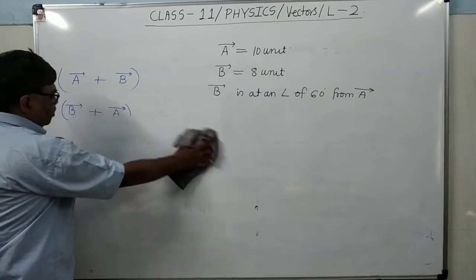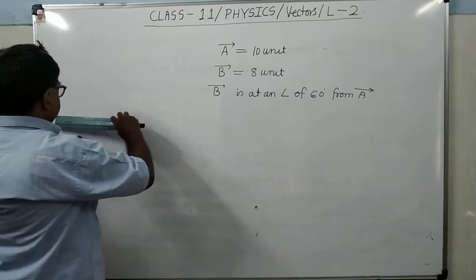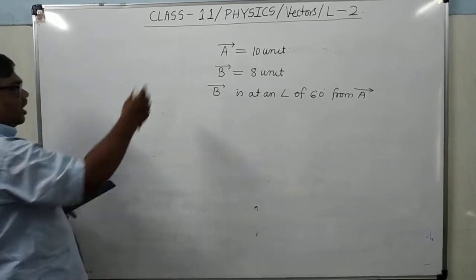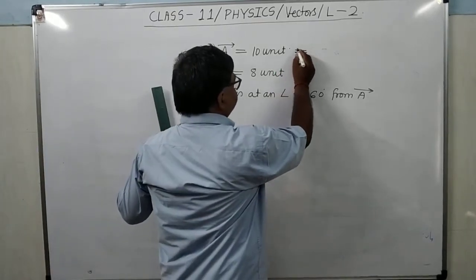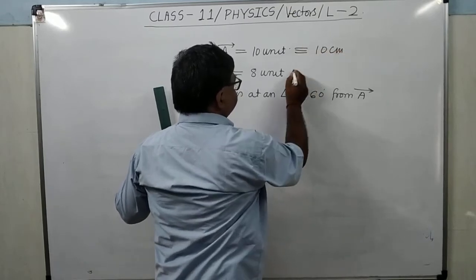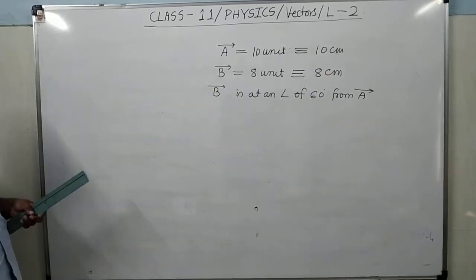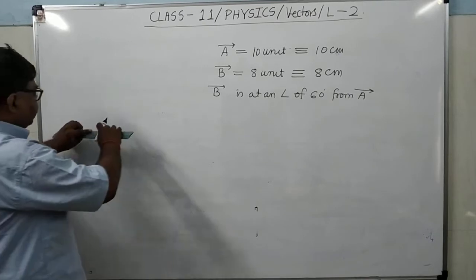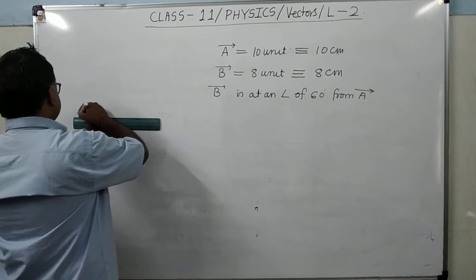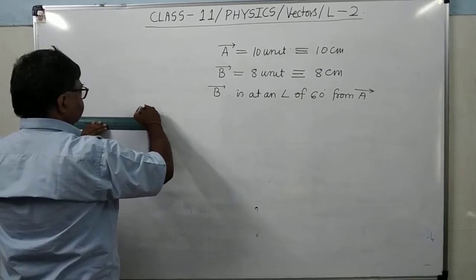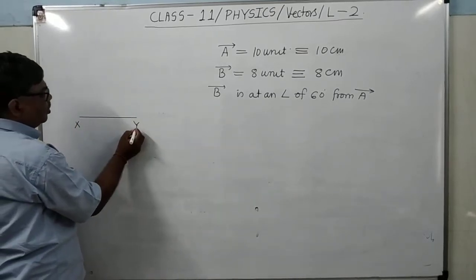So you draw this. The procedure will remain the same. Here I have drawn it. Take any scale in the same way. Now I have taken 1 unit equals 1 centimeter, so it will be represented by a 10 centimeter line segment, and vector B can be represented by a line segment of 8 centimeter. So see here, what will you do? First draw the first vector. This is the first vector, vector A.